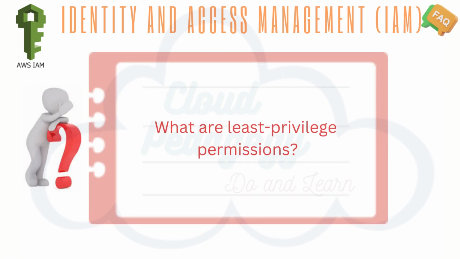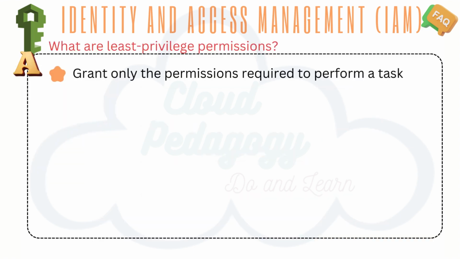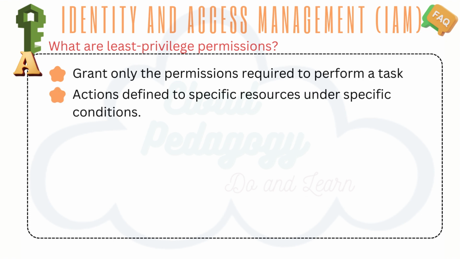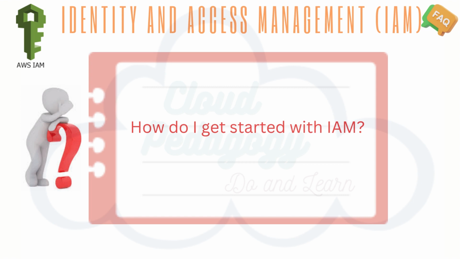Next, what are least privilege permissions? When you set permissions with IAM policies, grant only the permissions required to perform a task. This practice is known as granting least privilege. You can apply least privilege permissions in IAM by defining the actions that can be taken on specific resources under specific conditions.